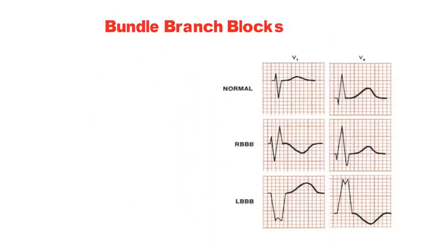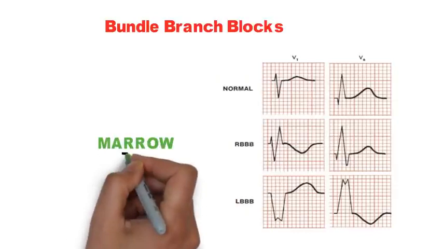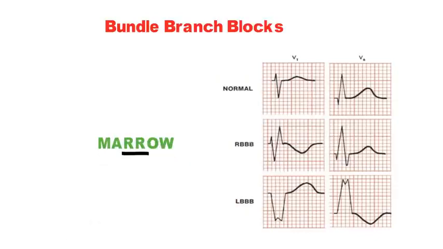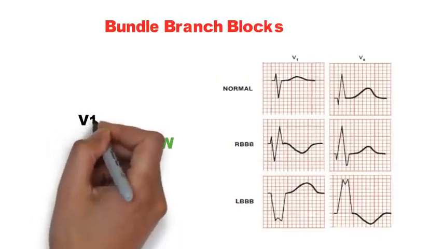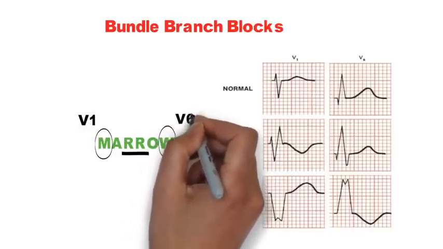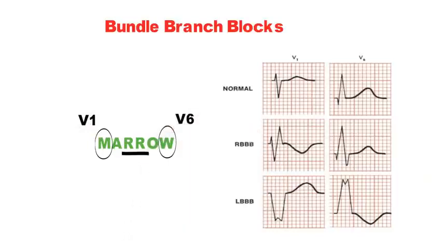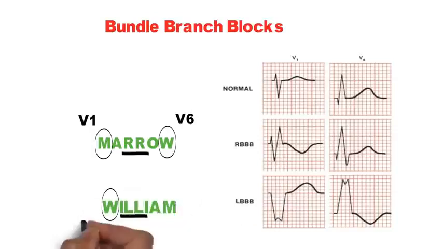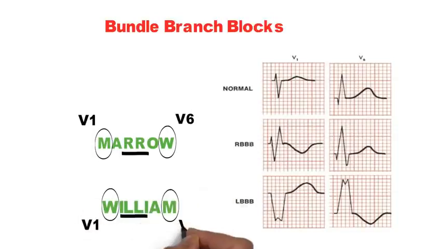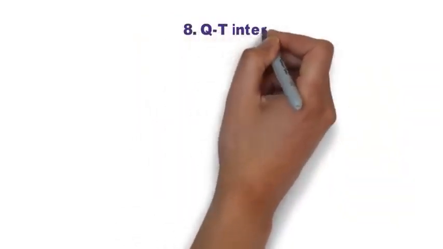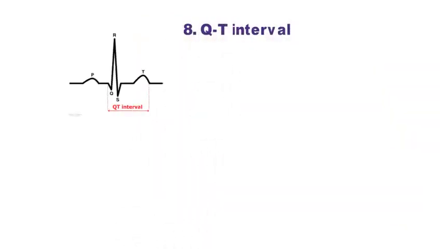In RBBB, there is M pattern in V1 and W pattern in V6. You can remember it with a mnemonic, MarroW, where double R is for RBBB and M in V1, W in V6. Similarly, you can remember ECG of LBBB by a mnemonic, WilliaM, where W pattern in V1 and M pattern in V6 is present.